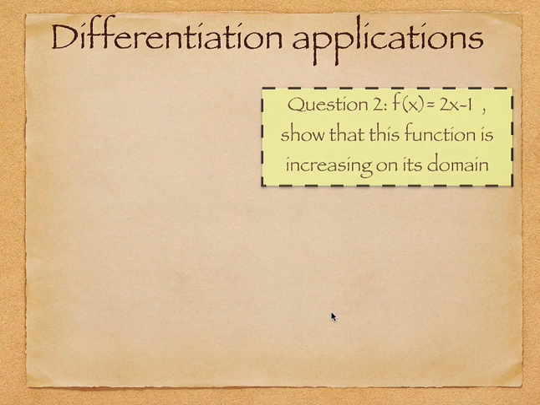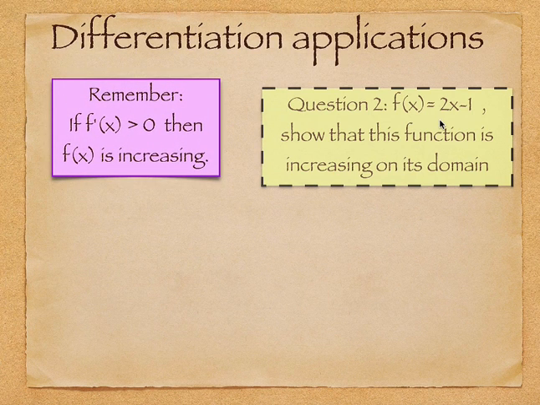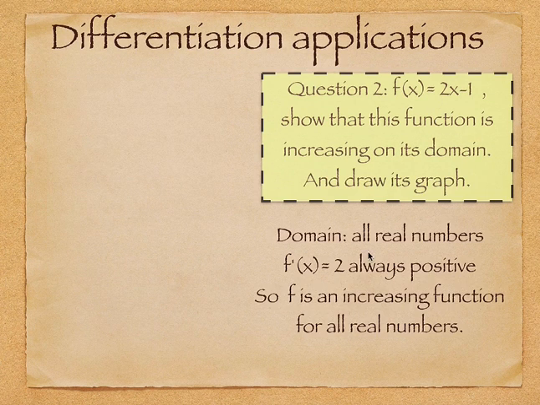Now, question 2. Given a function f of x equals 2x minus 1, show that this function is increasing on its domain. So we start by finding the domain of this function. This function is a linear function, so the domain is all real numbers, as you can calculate f of x for all values of x.